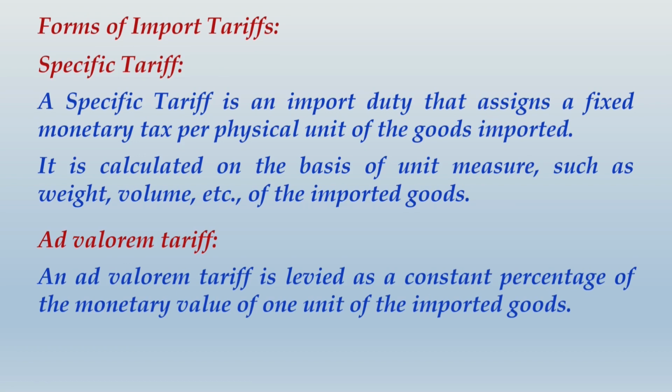So the first one, the specific tariff, is based on the physical quantity. On the other side, the second one, ad valorem, is a tariff which is levied on the value. It is basically a percentage applied on the monetary value of the goods imported. So please write up the meaning of these two and then I take you ahead.